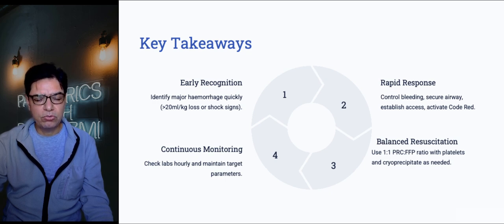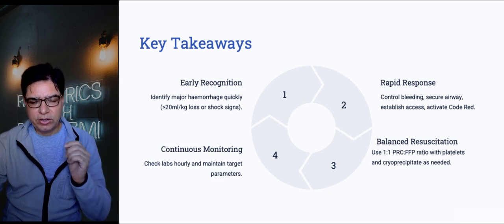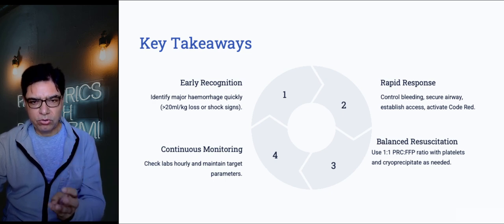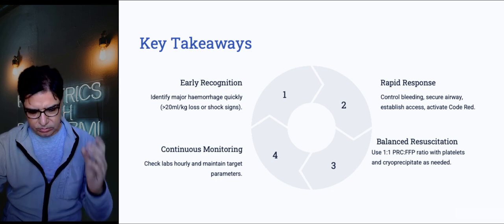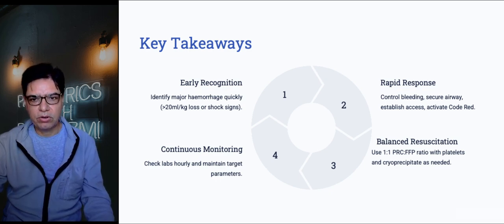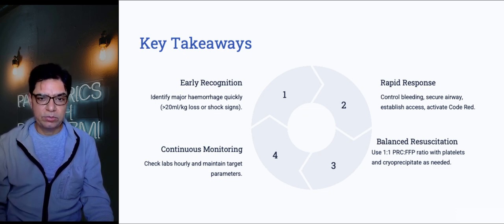Once you have activated it, you do your job. That would be controlling the source of bleeding, securing airways, establishing good IO or IV access, activating code red or the cardiac arrest call, whatever, or trauma call. You have to continuously monitor by checking the labs hourly and making sure that the targets I told you, the hemoglobin, pH, and lactate especially, are maintained.